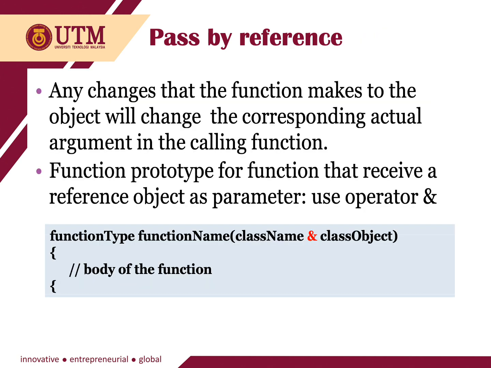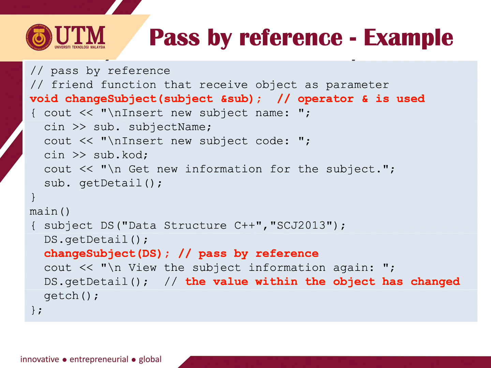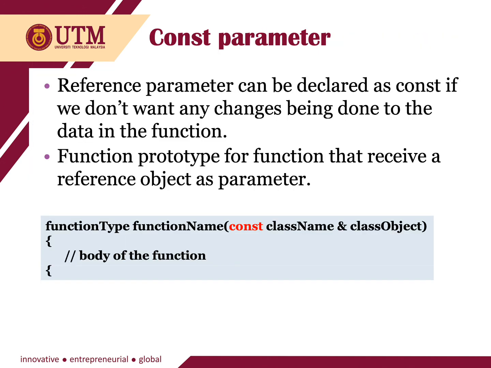Okay, now we go to the pass by reference. For the pass by reference, any changes that the function makes to the object will change the corresponding actual argument in the calling functions. So we can see here the function prototype for a function that receives a reference object as parameter. So you can see here the class name and class object. So this is example for pass by reference, right? So here we can have the subject and sub, right?